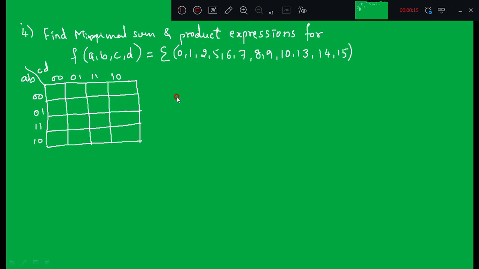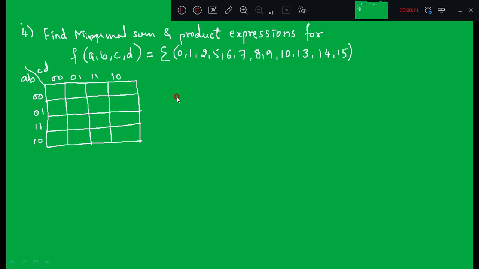Continue with the next examples, right? So today I am putting two classes, because I want to wind up this K-map today. Okay, let us continue with the K-map examples. So let us take the next example. Find minimal sum and product expressions for the given function, right?